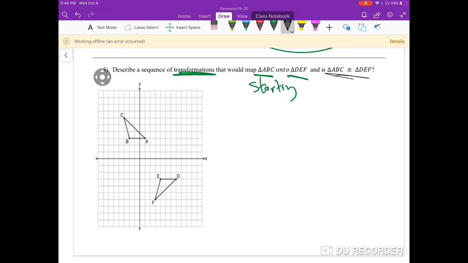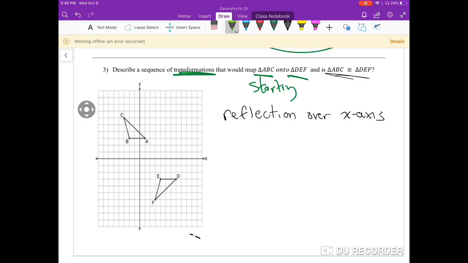So how do I get from this triangle here down to this triangle? Well, I want to match A to D, B to E, and C to F. All right. So the first thing I would do is a reflection over the x-axis. And when you answer this question, please make sure you are specific. Do not just say reflection. You must say reflection over what? Over the x-axis, over the y-axis. Whichever line you're doing, make sure you point it out.